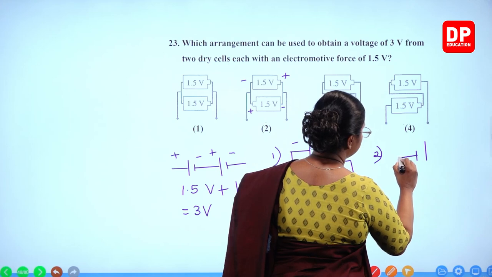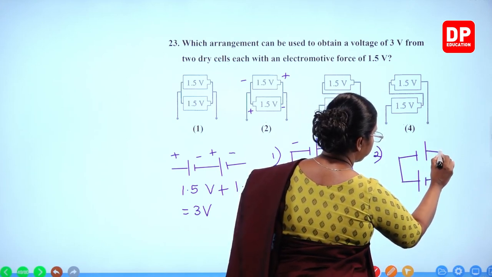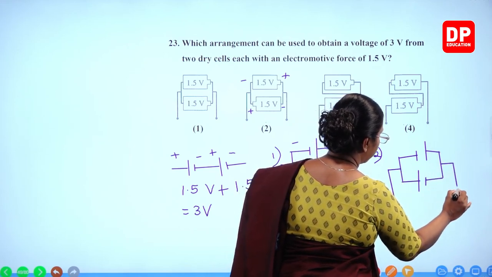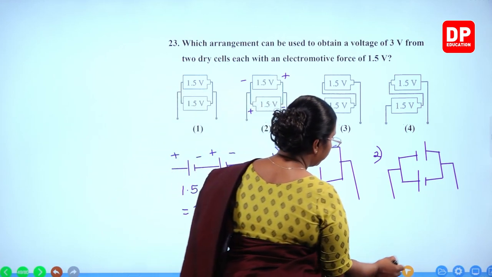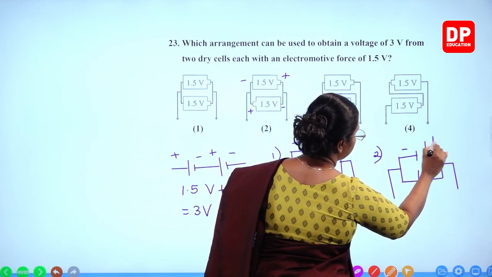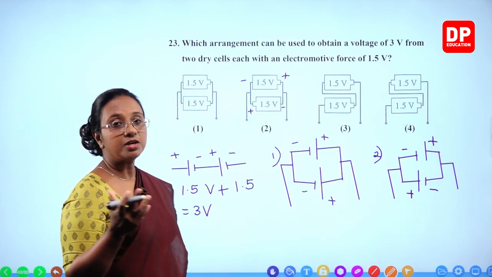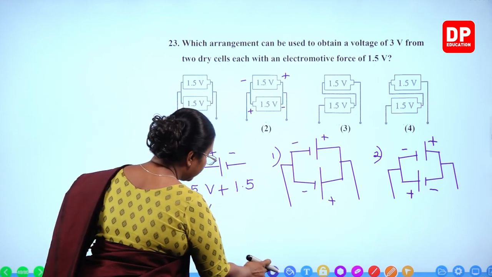So, in the second answer you can see, it's connected this way. Negative, positive. Positive, negative. But from here only, they are drawing the potential difference. So, you won't get the proper one; this is negative, positive, positive, negative. But when you draw it from here, it's not possible. It's not possible to get 3 volts. Now look at the third answer.